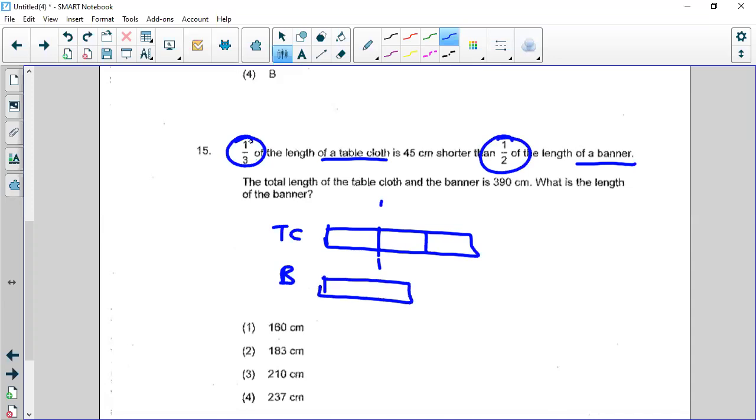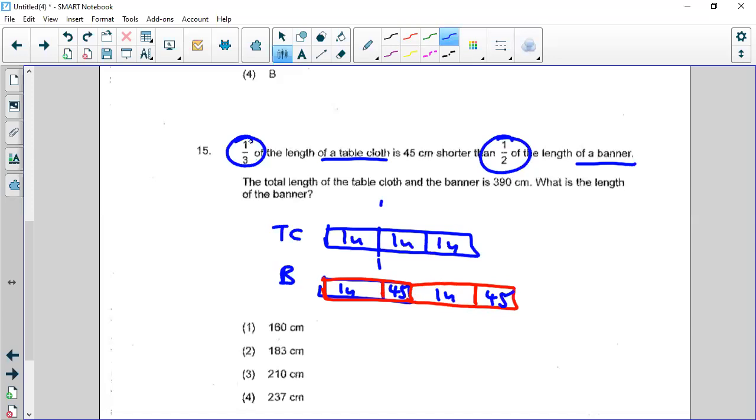This is 1 unit, 1 unit, 1 unit, and 1/3 of the tablecloth is 45 cm shorter than half of the banner. So where is half? Half of the banner is here. So what should you do? You should draw another half. How does it look? It will look the same as what you see at the front: 1 unit and 45.